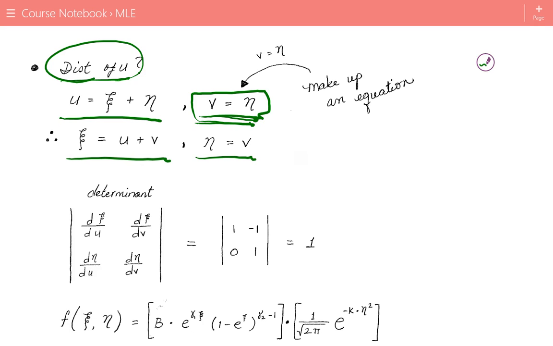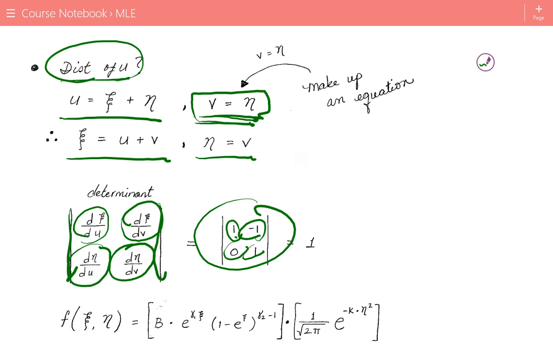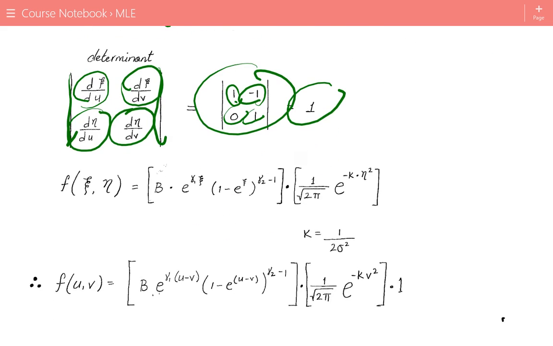And I go and get my matrix of derivatives. Derivative of psi with respect to u, derivative of psi with respect to v, derivative of eta with respect to u, derivative of eta with respect to v. I take the determinant of that. So I've got 1, 1, negative 1, 0, and 1. Take its determinant, and that gives me 1. All right, so the joint distribution is going to be specified, since remember that they're independent, as the two distributions times the derivative, which is 1, so that doesn't really change much.